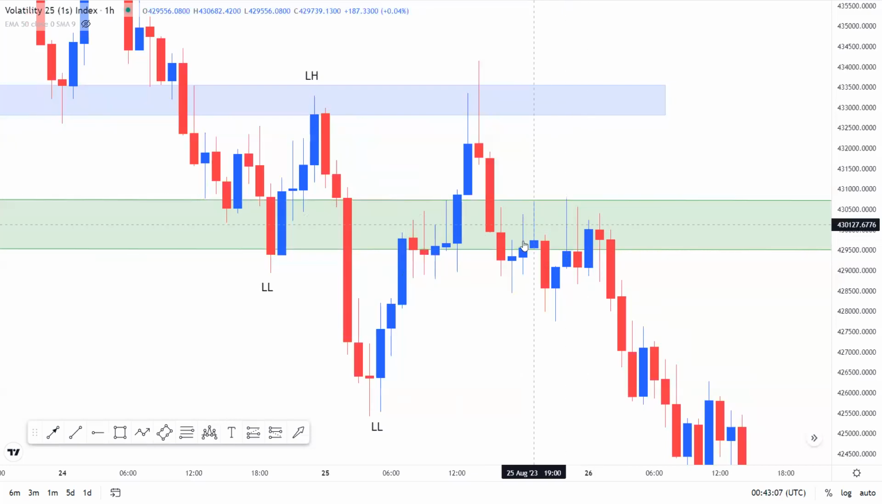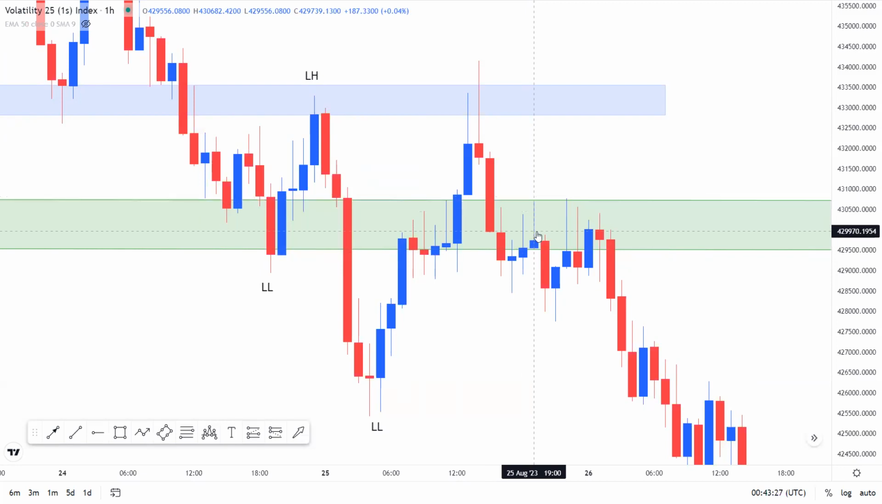Now, what does this tell you? This tells us that what? The buyers were trying to move price to the upside, but then what? The sellers rejected the buyers from moving price past this level. A second time, the buyers tried to push price up, but then what?